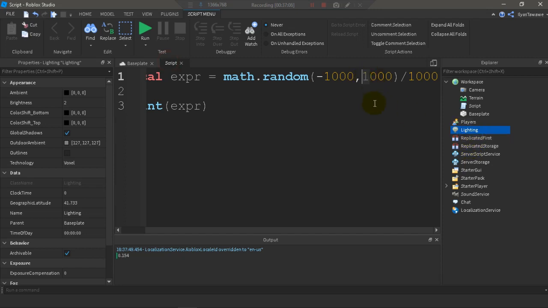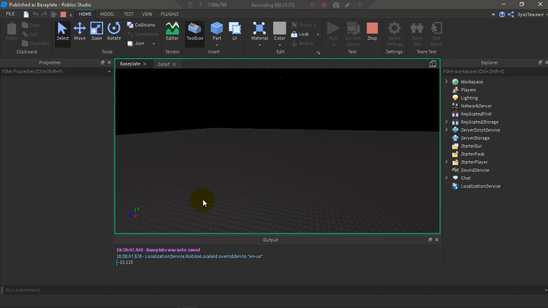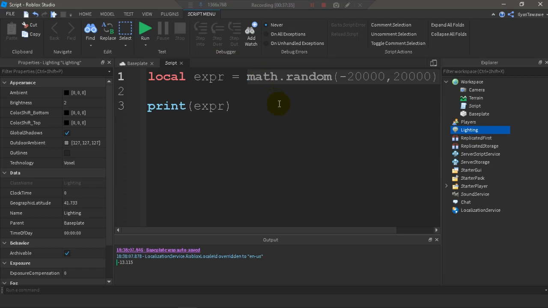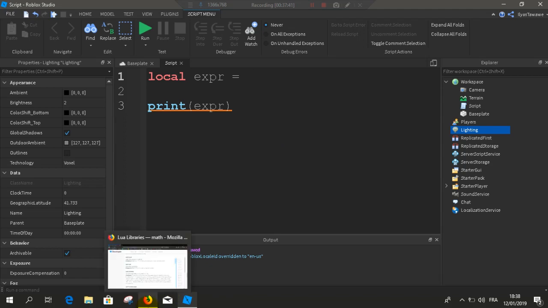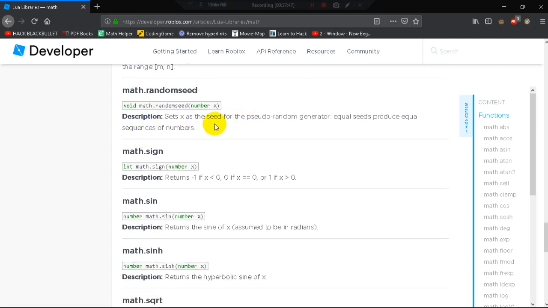Now what if we want between -20 and 20? We can do it like this: use 20, and change this to 20. And we're going to get a random number between -20 and 20, with a decimal value of three places after the comma. That's just a little mathematical trick to solve that problem. I'm giving you this because you're really going to need it in the future, especially when you get into some advanced topics.